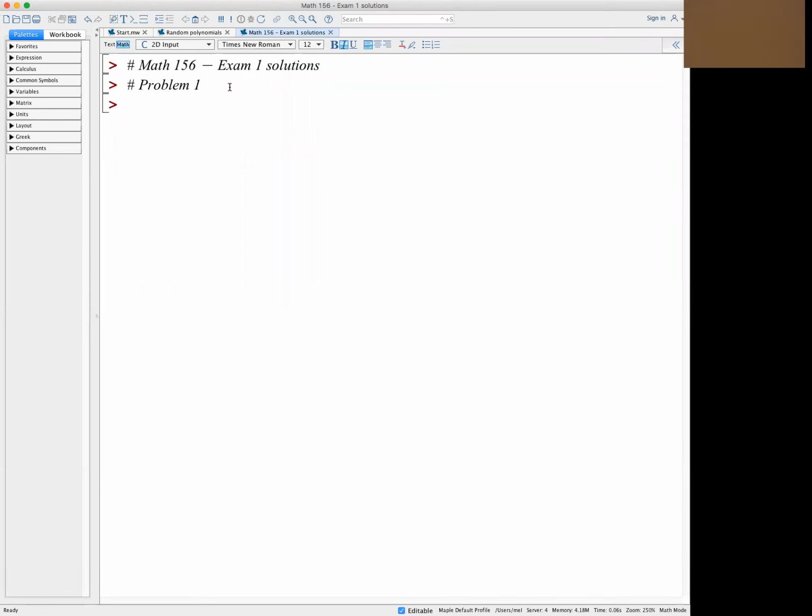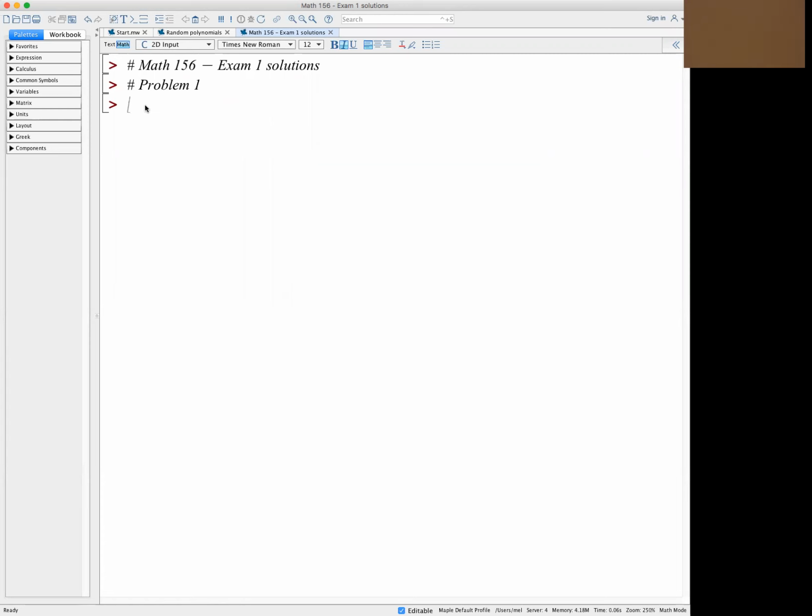Okay, we're going to go over the problems on the first exam for Math 156. So problem 1 is to find the equation of a line with a certain slope passing through a certain point.